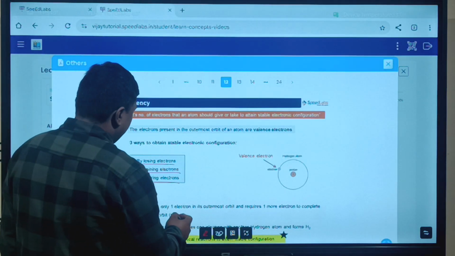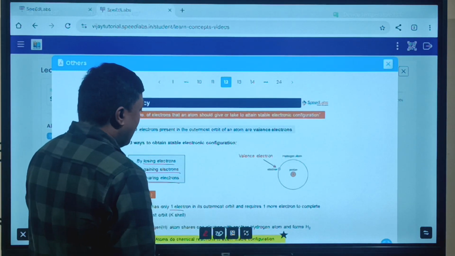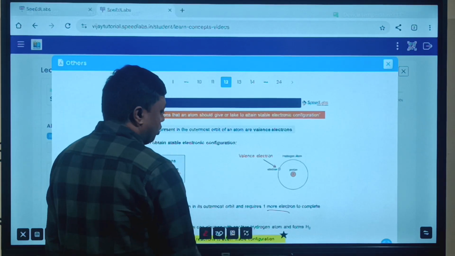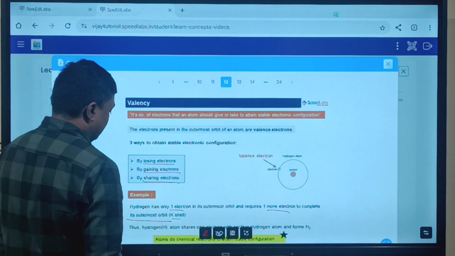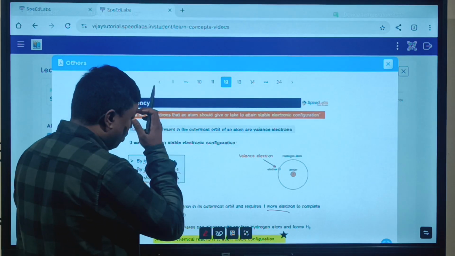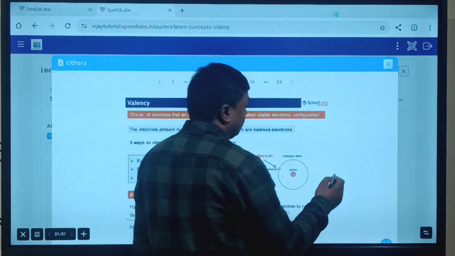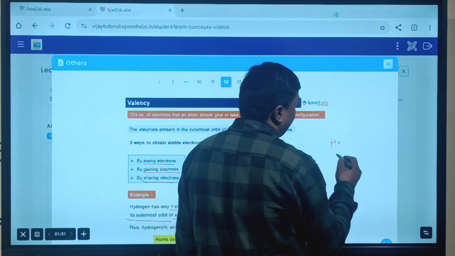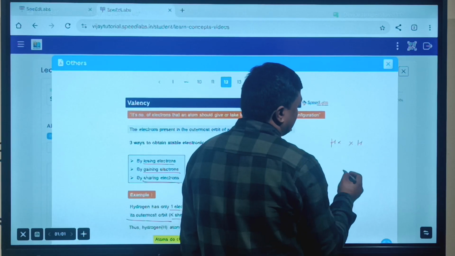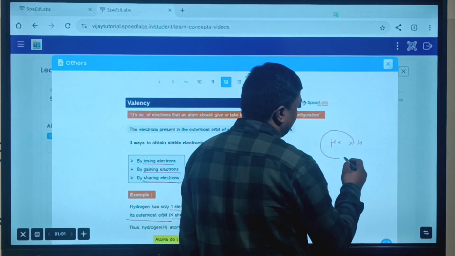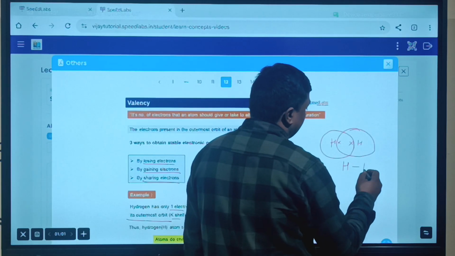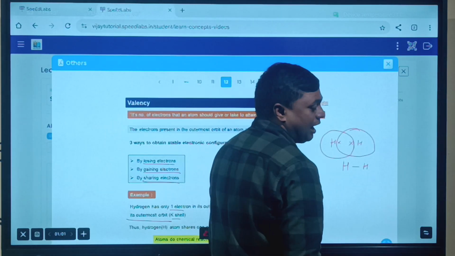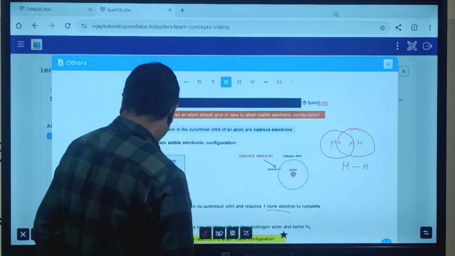Hydrogen has only one electron in the outermost orbit and requires one more electron to complete its outermost orbit, that is the K shell. So hydrogen shares one electron with another hydrogen atom. You can see here, children, hydrogen has one valence electron, so to become stable it will share one electron with the other atom. That's why there is a hydrogen single bond. The number of electrons shared by the hydrogen atom is their valency.